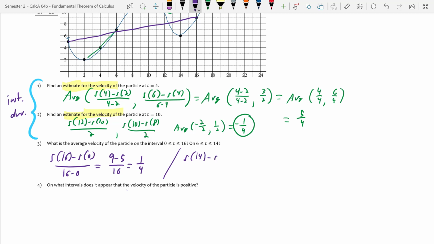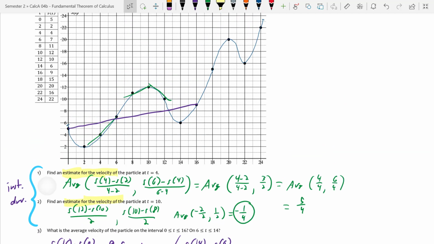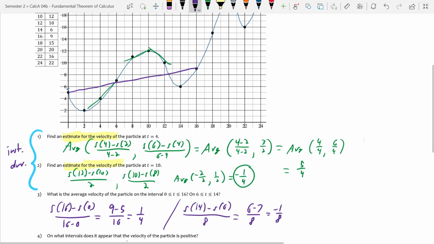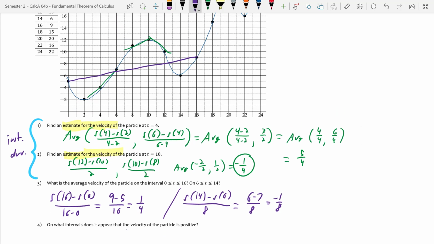S of 14 minus S of 6 over 14 minus 6 would be 8. And S of 14 is 6, S of 6 is 7, so 6 minus 7 over 8, and that would be negative 1/8. And that should match what you do when you draw it. If I connected 14 to t equals 6, which would be, I'm running out of colors here, we'll make this gray. Yeah, it's a negative slope. It's kind of barely a negative slope, but you can see it connecting right there.